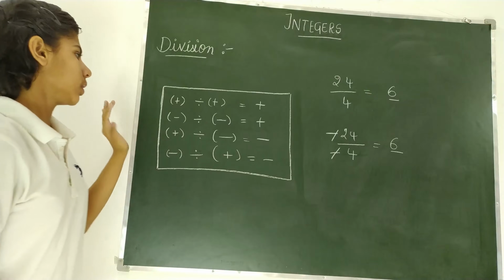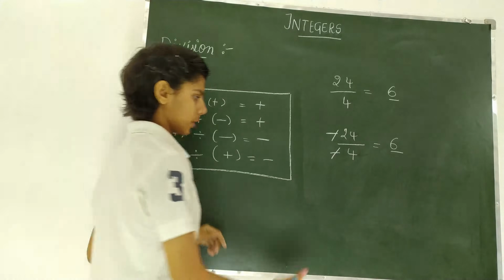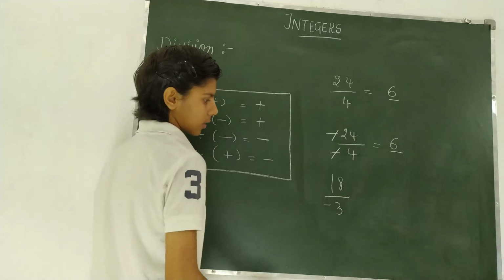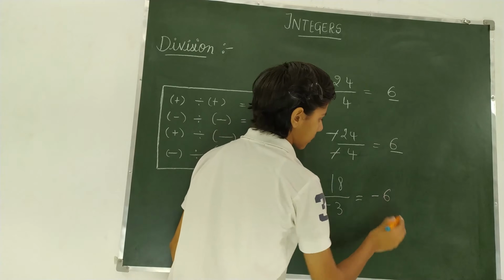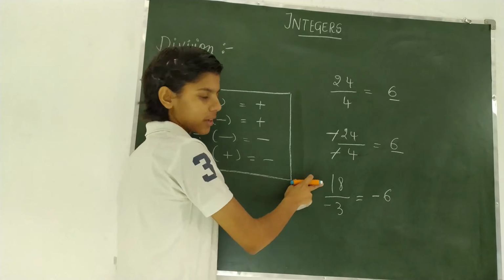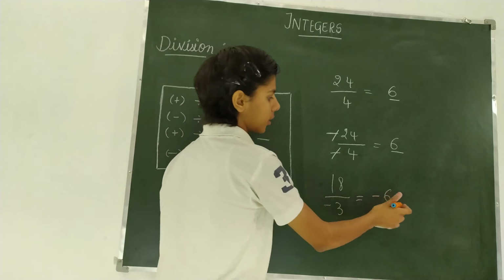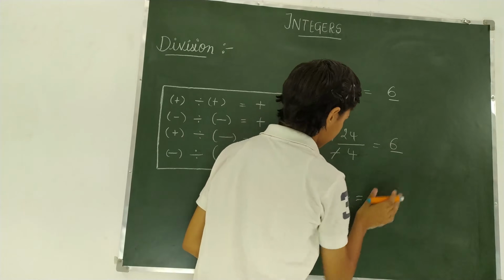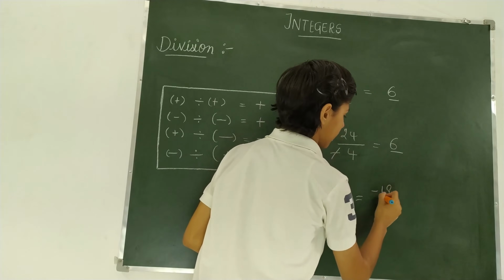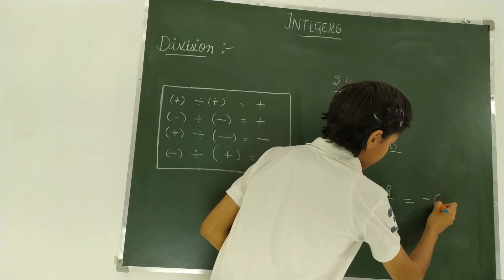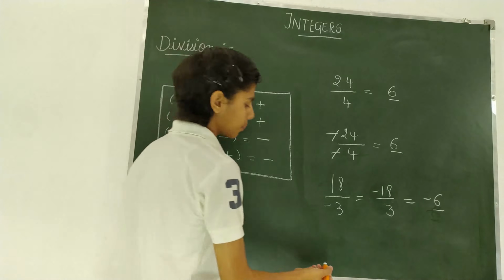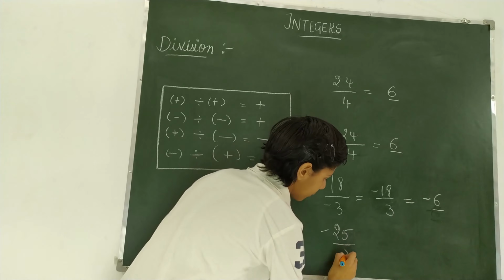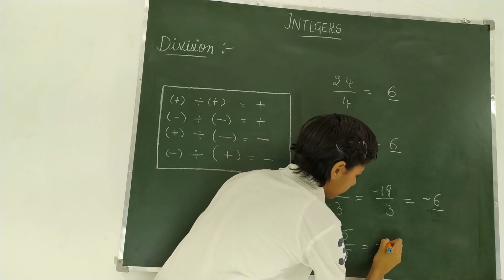If we are dividing any two unlike numbers, for example 18 by minus 3, then the answer will come minus 6. Firstly, the minus sign will move towards the numerator and then it will be put in the answer. Like this you can say that firstly minus 18 by 3 and then minus 6. Same if you put minus 25 by 5, the answer will come minus 5.